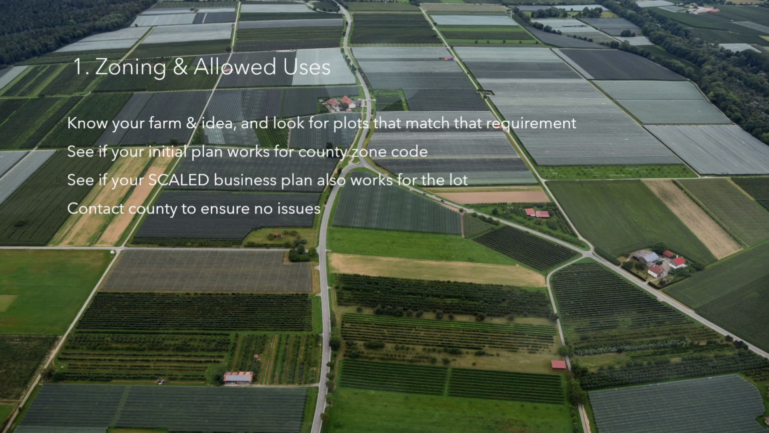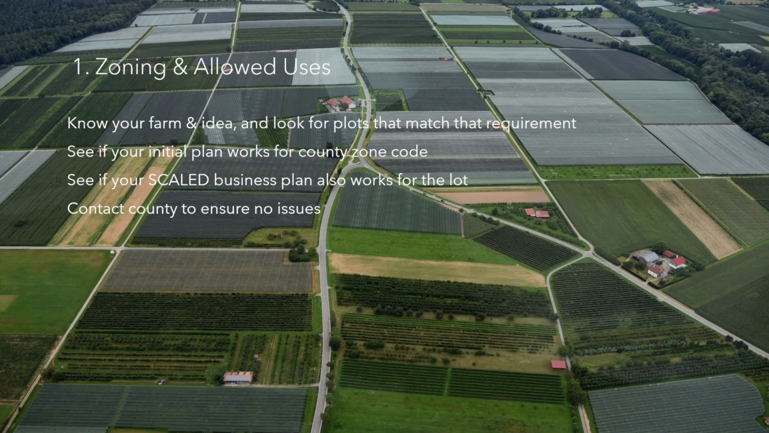Now, you need to first make sure that the actual lot code, the county zone code, works with your lot, right? So it can't be a residential code and you want to build an orchard there. It's not going to work. Then you also need to know, you probably have a current MVP or starting plan that could work, but does your scaled vision, whatever your end goal is, also work? Because those things can be different sometimes. Sometimes codes let the small vision happen, but not the big vision.